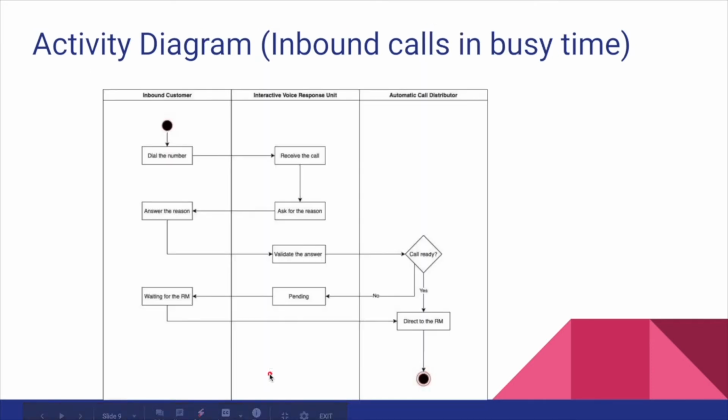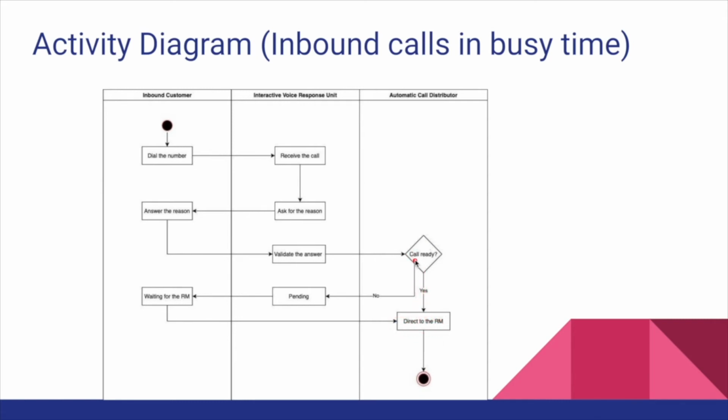And for the last activity diagram, which is on inbound calls during busy times, it all starts from the customer dialing the phone number. Then the interactive voice response unit will receive the call and ask for the reason from the customer. After the customer has answered, the interactive voice response unit will validate the answer. And then the automatic call distributor will direct the customer to the RM if the RM is available.